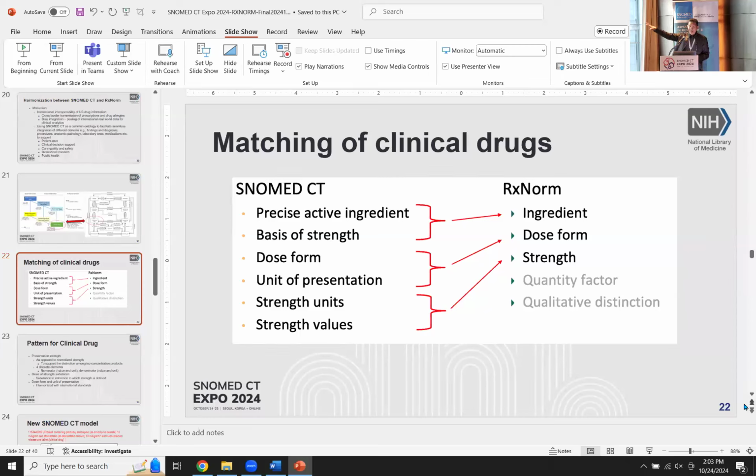In RxNorm, we have other things which are not considered in this model. We have quantity factors, like a 3 ml syringe, that are not considered in this model. And qualitative distinctions, which are minute differences between different drugs, can be important in some clinical situations, and are not considered part of this matching.